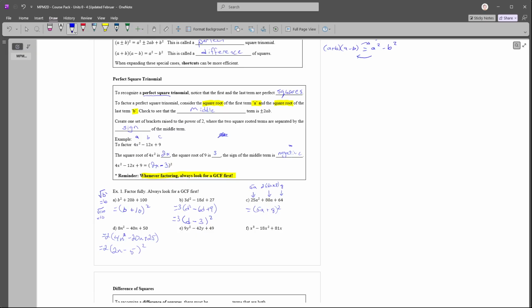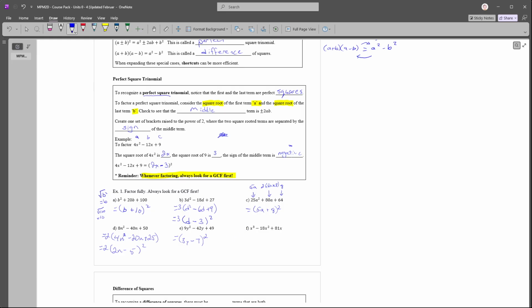So if I take my 3y and I multiply it by 7, I get 21y. Now double it, I get 42y. So it does work. So I can use it. Okay. So the square root of the first term, 3y. Use the sign from the middle and the square root of the last term, which is 7, and the whole thing is squared. Okay. Last one.